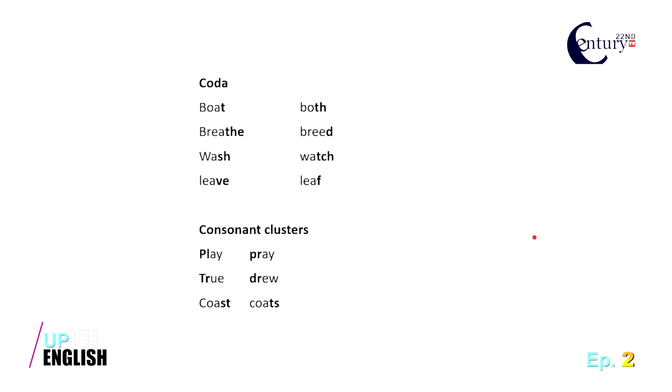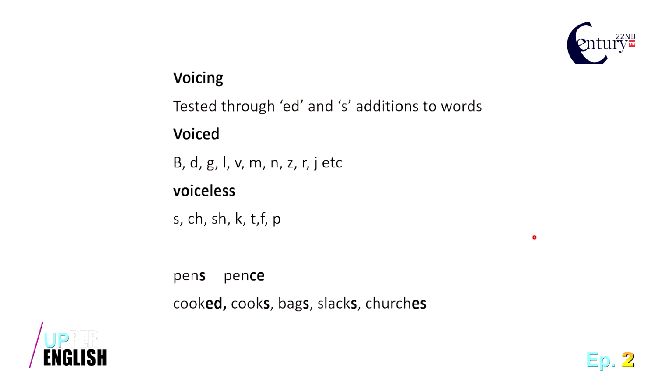Next we have true, T and R, and we have drew. See, number 6, drew. You see the D and R, and of course true, the T and R. And we have coast, and of course coats: coast, the ST, and coats, the TS. This is one of the ways in which examiners will test you when it comes to test 2.